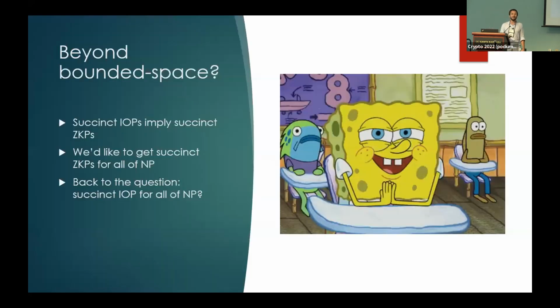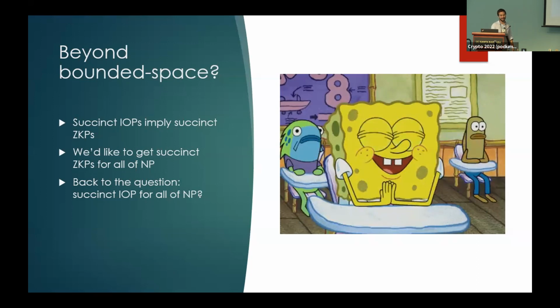So hopefully by now I've convinced you that succinct IOPs are cool, they're nice, they're useful, we can use them to do stuff. And it's interesting to ask whether we can go beyond bounded space. We know that there is a succinct IOP for SAT, for example, or for relations that can be verified in bounded space, and this implies succinct zero-knowledge proofs. We'd like to get a succinct zero-knowledge proof for all of NP under the assumption of one-way functions. So this brings us back to the question: is there a succinct IOP for all of NP?